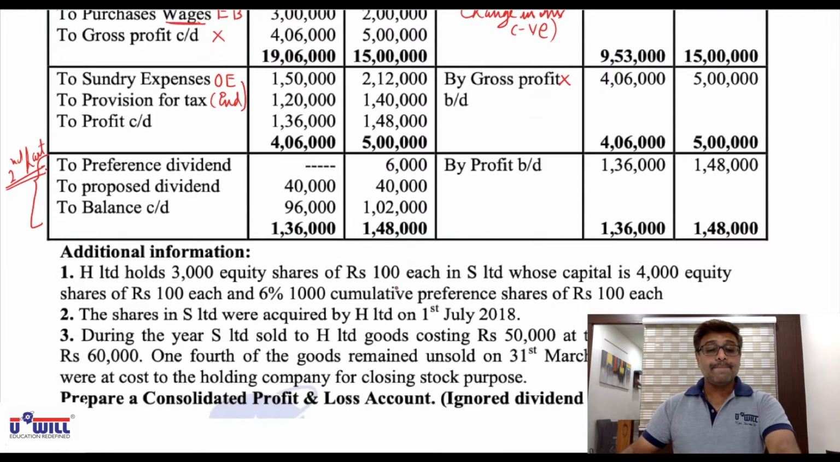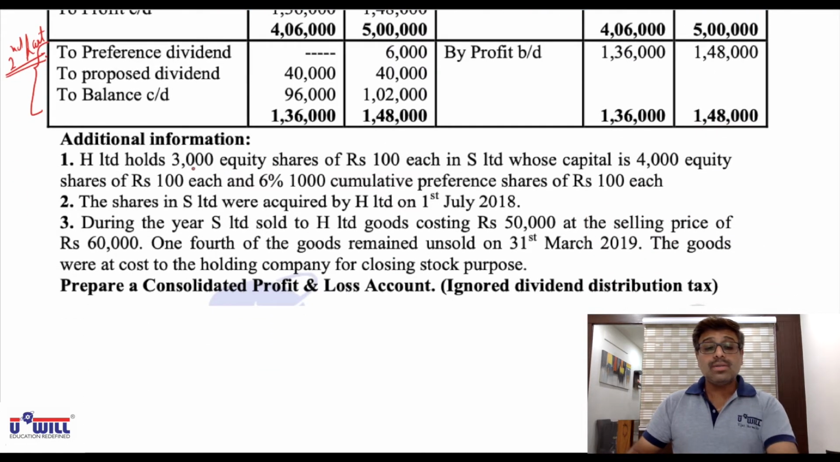Okay. H Limited holds 3,000 equity shares of 100 each in S Limited. Okay, face value is 100, be careful. Whose capital is 4,000 equity shares of 100 each. So out of 4,000, 3,000 equity shares are with H Limited, which means the remaining 1,000 is minority interest. And 6% 1,000 cumulative preference shares of 100 each are also there. But only if preference shares are acquired by the holding company does it have relevance, otherwise it's a normal thing.